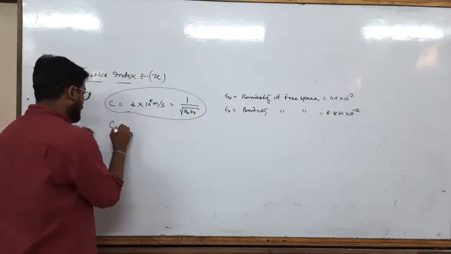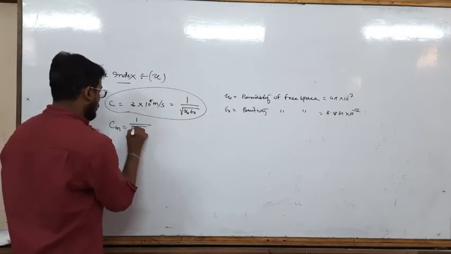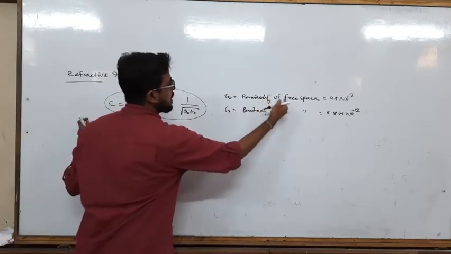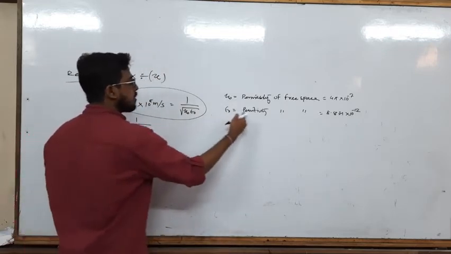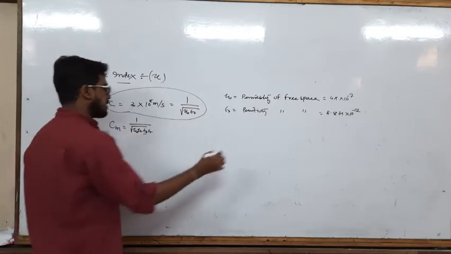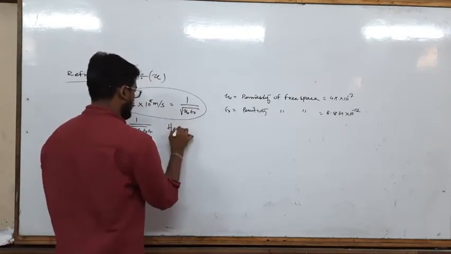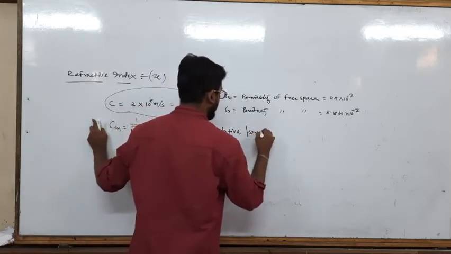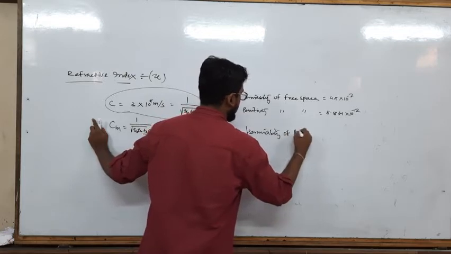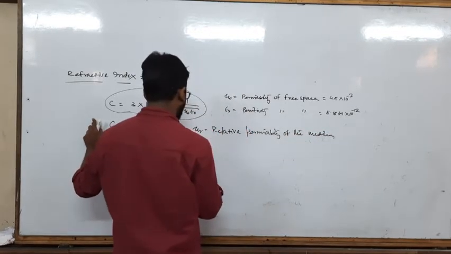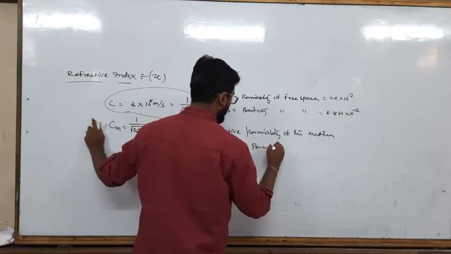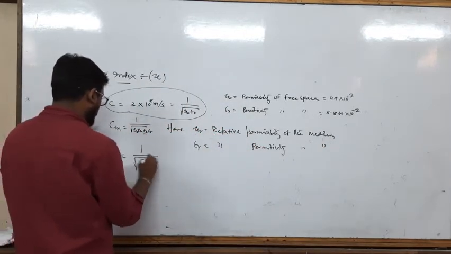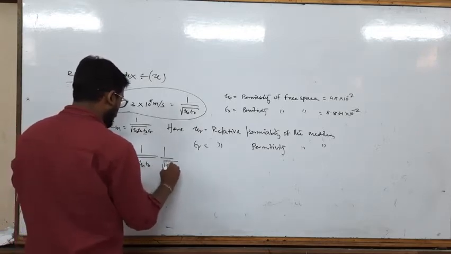So what is the speed of light in any medium? This can be written as 1 by under root mu naught mu r into epsilon naught epsilon r. What is mu naught? Mu naught is the permeability of free space. What is epsilon naught? Epsilon naught is the permittivity of free space. What is mu r? Mu r is the relative permeability of the medium, and epsilon r is the relative permittivity of the medium. So this can be written as the speed of light in any medium equal to 1 by root over of mu naught epsilon naught into 1 by root over of mu r epsilon r.